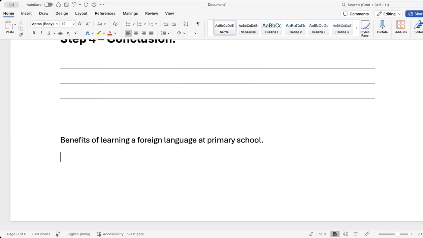What are the advantages? Sir, because children make mistakes and then they don't feel shy, otherwise in higher classes they feel shy. Good point. So she said there is less hesitation and fear of making mistakes at a younger age.